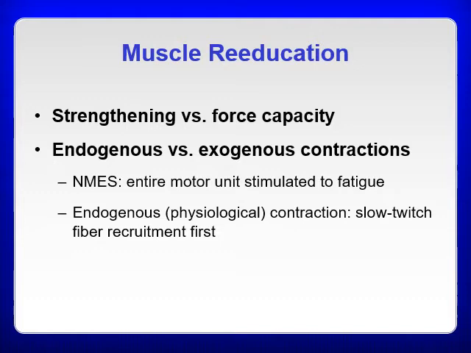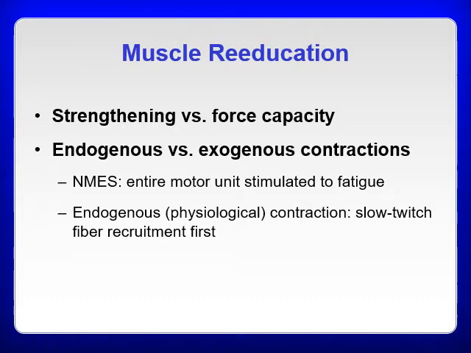With NMES, the entire motor unit is stimulated to fatigue, versus an endogenous or physiologic contraction, where we recruit slow twitch muscle fibers first. One of the differences between an endogenous versus an exogenous contraction is that when you contract your muscles through exercise activities, your slow twitch fibers are always excited first. Fast twitch fibers come in when more force is necessary. However, when you do electrical stimulation, large diameter fast twitch fibers are recruited first because they have a lower capacitance. So if the stimulation is increased, slow twitch fibers follow, so the reversal actually happens.